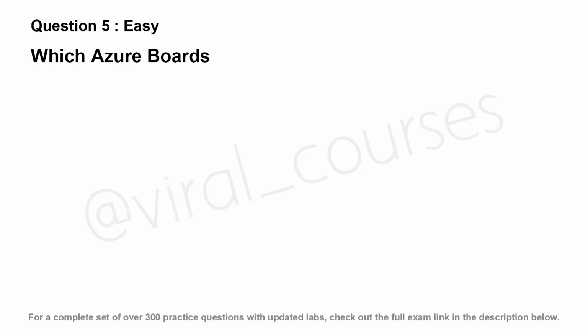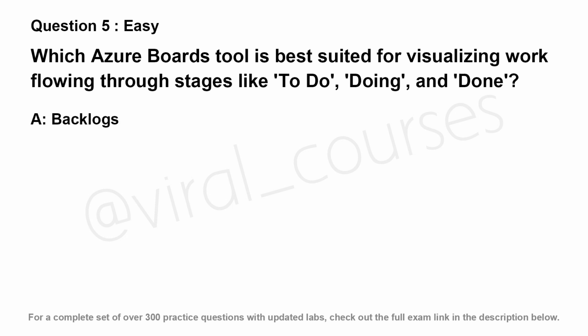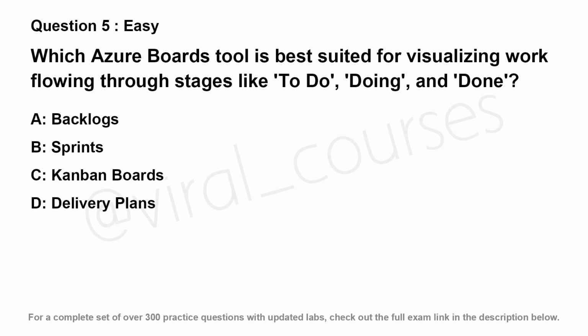Which Azure Boards tool is best suited for visualizing work flowing through stages like to do, doing, and done? Option A, backlogs. Option B, sprints. Option C, Kanban boards. Option D, delivery plans.